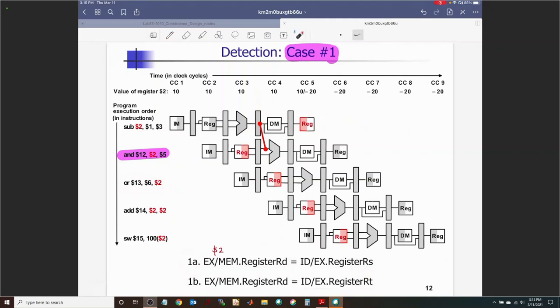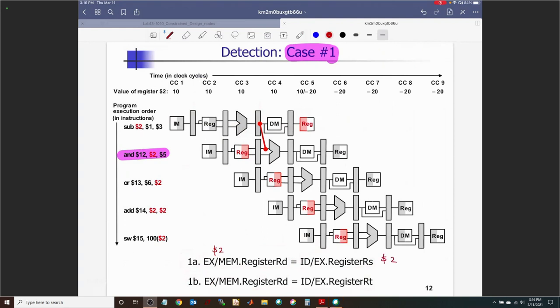And as that subtract instruction is right now in, say, between clock cycle 3 and clock cycle 4, at the same time, the AND instruction is also between clock cycle 3 and clock cycle 4, where the thing to check this against is the IDEX. So the one of the sources from the IDEX, that is for the next instruction, the AND instruction, is also $2 right here. As you can see, it is RS, right? You are checking whether they are the same or not.